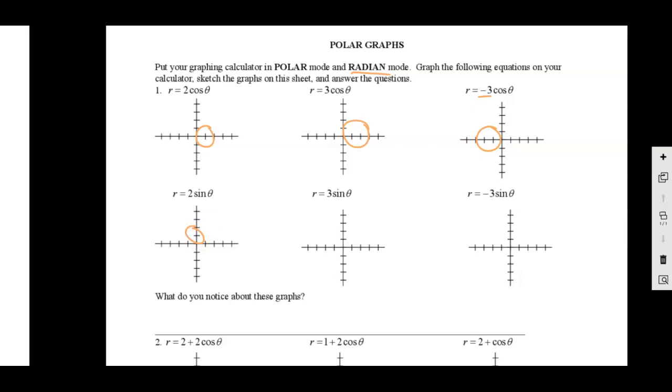It's going to go up 2 units. That was, again, pretty terrible. So there we go. 3 sine would go up to 3. The negative 3 would be on the negative side. So what do we notice about all these graphs?